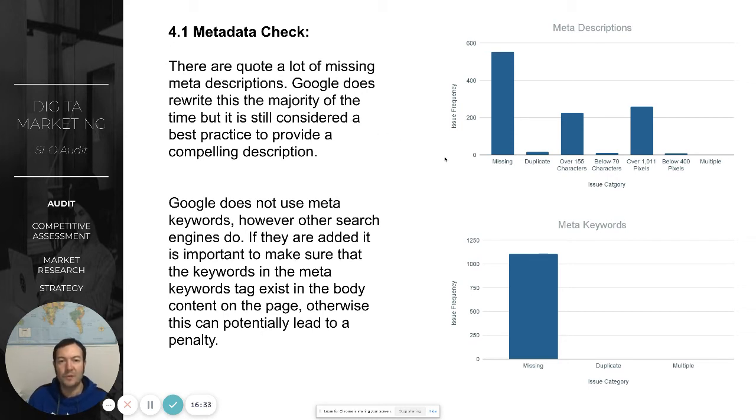So meta descriptions, majority of them are missing on this site. Google will rewrite the meta descriptions again, roughly 75% of the time, but it's still considered best practice to give that compelling description. It helps with click-through rate, and that has a net positive benefit. And I know I'll probably get some flak for this as well, but RankBrain, right? RankBrain looks at the performance and clicks back and forth in search and adjusts and manipulates search results based on that.